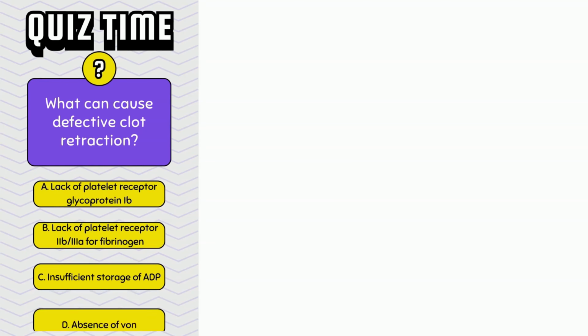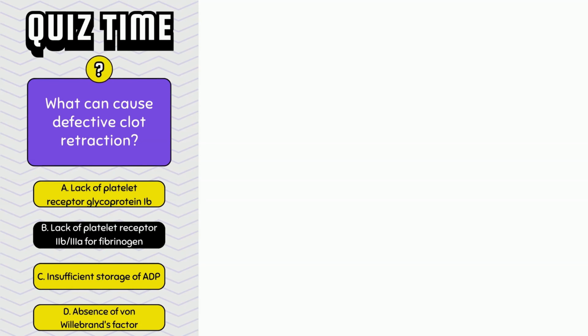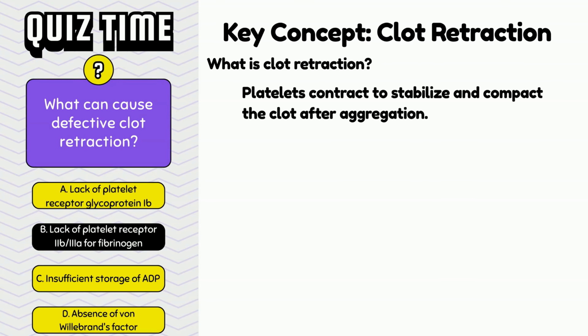What can cause defective clot retraction? The correct answer is B. Clot retraction is a process in which platelets contract after they have aggregated and formed a clot. This process helps to stabilize the clot and makes it more compact.